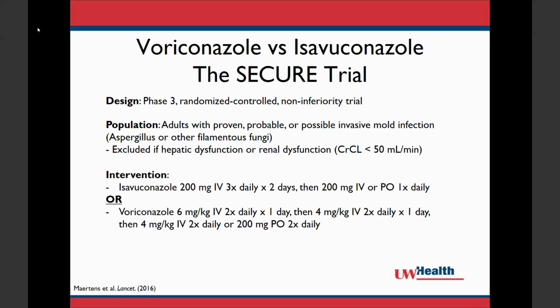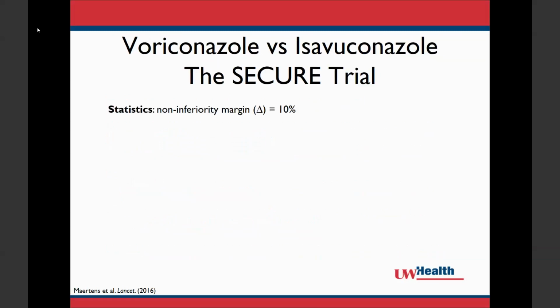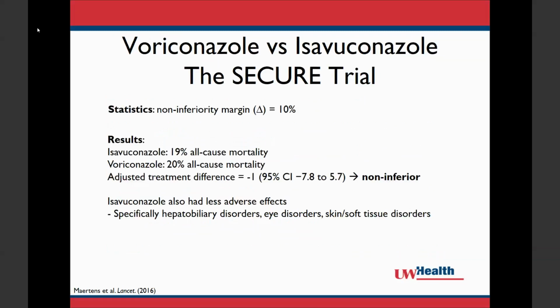And so giving Isavuconazole on a traditional dosing scheme of a loading dose followed by the maintenance dose, and similarly for Voriconazole. And the primary outcome for this study was all-cause mortality from the first dose to day 42. And so looking at 10% as the top margin for the non-inferiority margin, when comparing Isavuconazole and Voriconazole, the difference was non-inferior for Isavu versus Voriconazole.